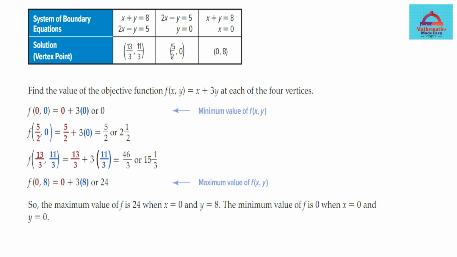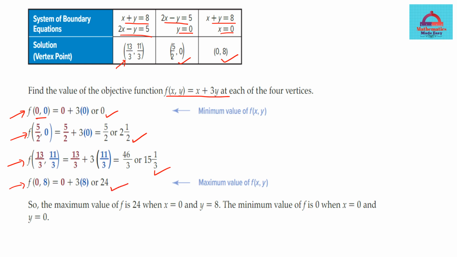So the intersection point for x plus y equal to 8 and 2x minus y equal to 5 comes out to be this point. For 2x minus y equal to 5 and y equal to 0 is this point, and for x plus y equal to 8 and x equal to 0 it's this point. So at each of these points for the objective function we will find the value. So this is the value at 0 comma 0, which is 0. At 5 comma 0 the value is 2 point something. At point 13 by 3 and 11 by 3 it is this value, and at 0, 8 it is this value.